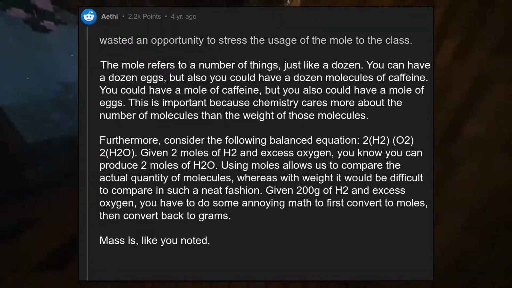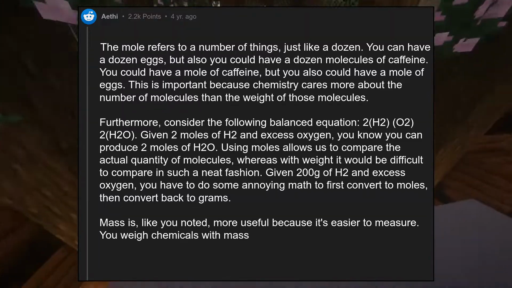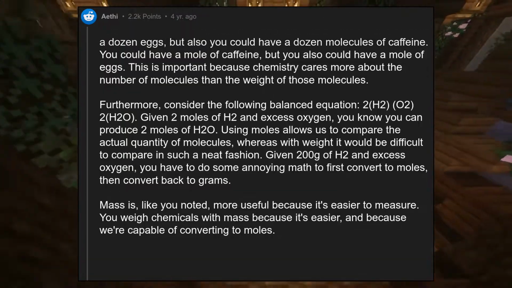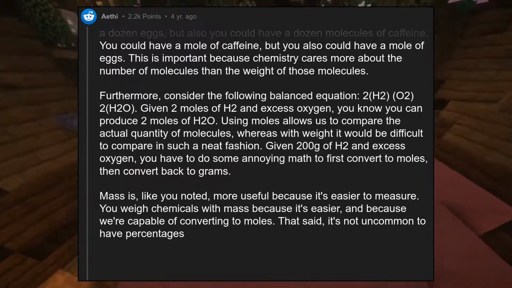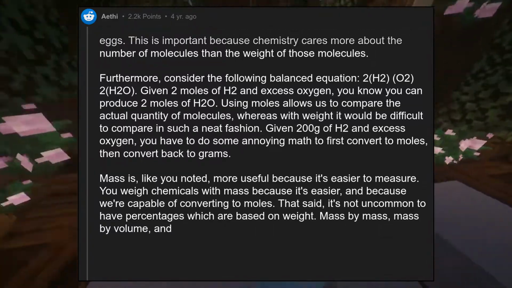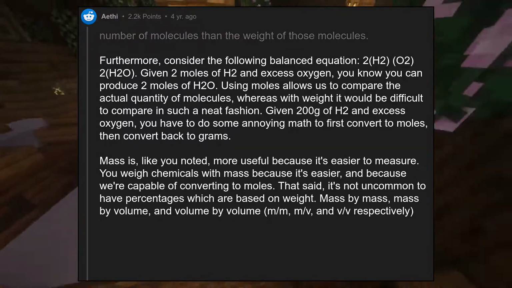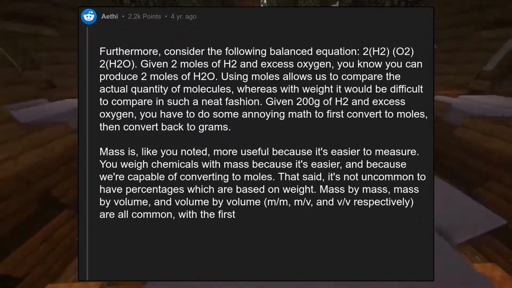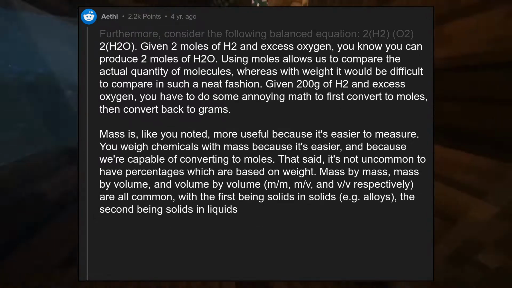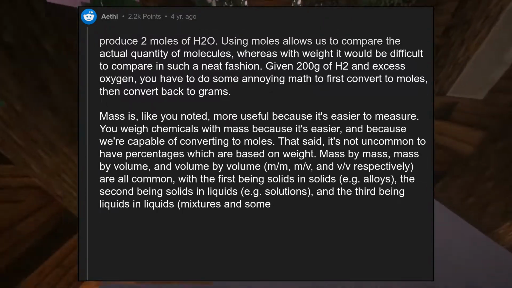Mass is, like you noted, more useful because it's easier to measure. You weigh chemicals with mass because it's easier, and because we're capable of converting to moles. That said, it's not uncommon to have percentages which are based on weight. Mass by mass, mass by volume, and volume by volume, m/m, m/v, and v/v respectively, are all common, with the first being solids in solids, e.g. alloys, the second being solids in liquids, e.g. solutions, and the third being liquids in liquids, mixtures and some solutions.